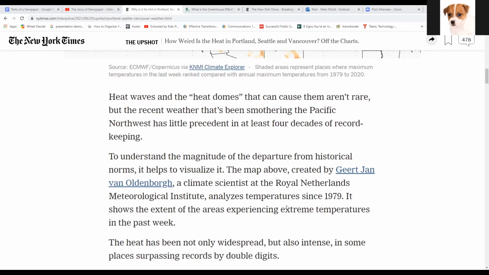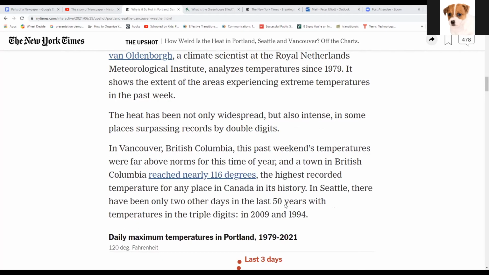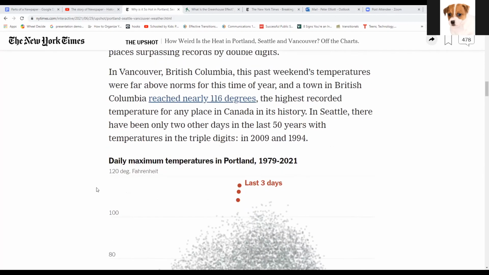Shosha, could you please read our next 2 paragraphs? The heat has not only been widespread, but also intense, in some places surpassing records by double digits. In Vancouver, British Columbia, this past weekend temperatures were far above norms for this time of the year, reached nearly 116 degrees, the highest recorded temperature for any place in Canada in its history. In Seattle, there have been only 2 other days in the last 50 years with temperatures in triple digits, in 2009 and 1994.